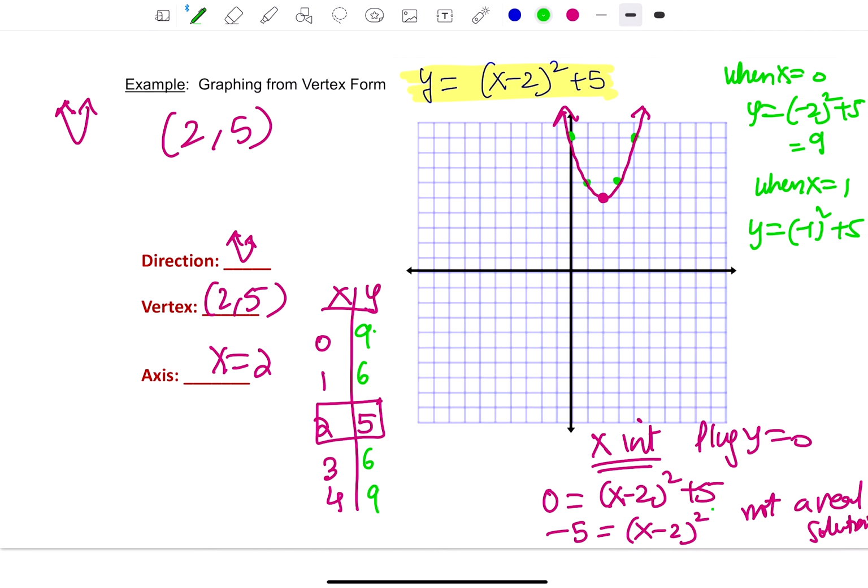So that means there's going to be no x-intercepts in this case, but to find the y-intercept, I could plug in x equal to 0. To find the y-intercept, I could go ahead and replace x by 0 in the original equation. So negative 2 squared plus 5, which is 4 plus 5, is 9. And that's what we got as well. We could use the x and y-intercepts, symmetry, and vertex to graph, or we can go ahead and make a table.